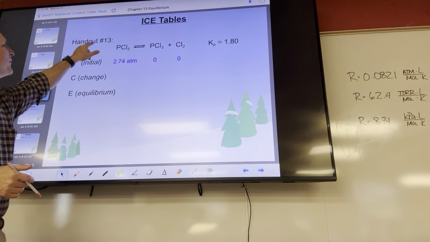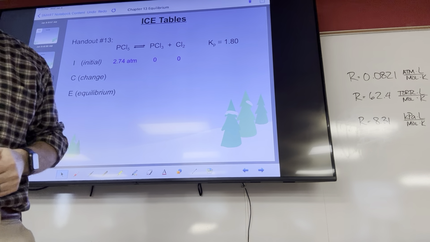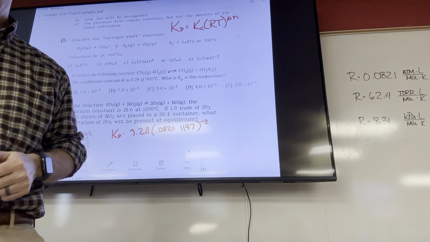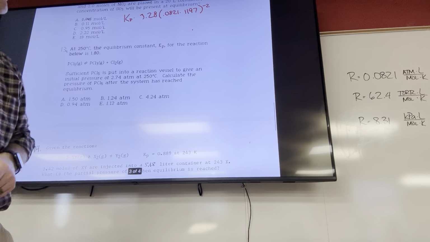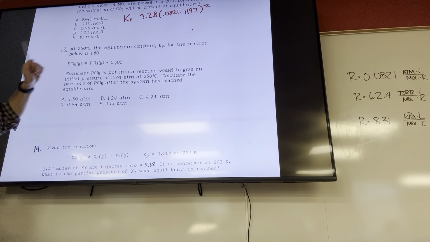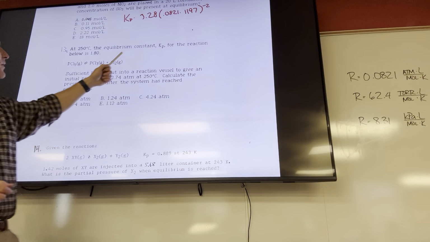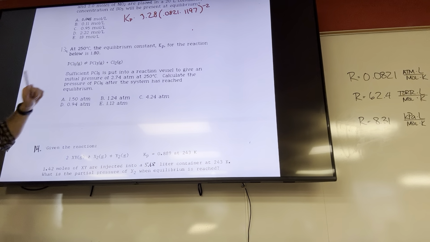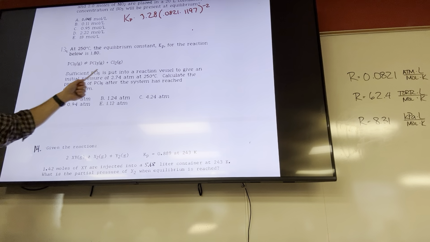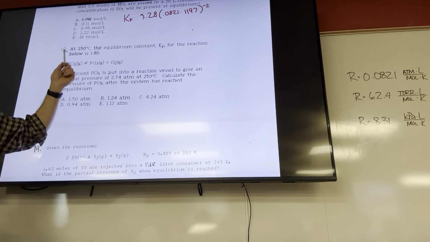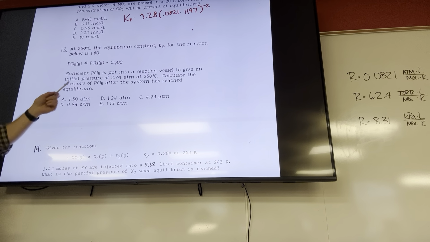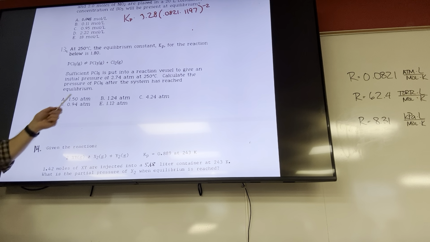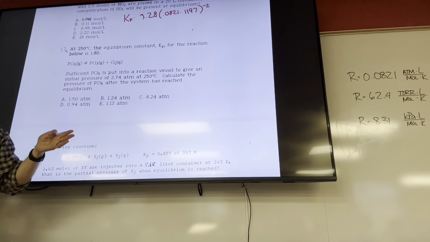So this one is referring to handout number 13. Let's go there and see what the problem is. Number 13. At 250, the equilibrium constant Kp for the reaction is 1.8. And so here it is. There's the chemical equation for it, a simple decomposition reaction. Sufficient PCl5, the reactant, is put into a reaction vessel to give an initial pressure of 2.74 atmospheres. Calculate the pressure of PCl5 after the reaction has come to equilibrium.